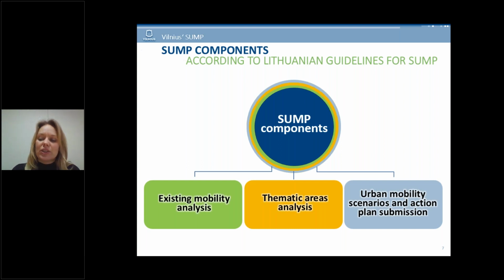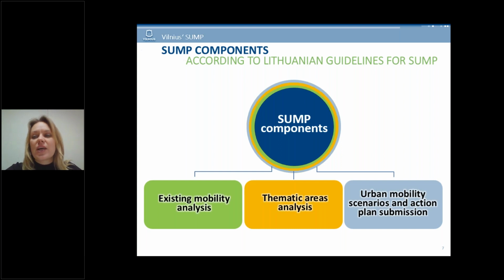I would like to note shortly what our guidelines are about and how we fit into this circle of SUMP planning. Unfortunately, Lithuanian guidelines focus too much on analysis of the existing situation and on the need to look for problems, not so much on creating a vision, goals and targets, and how this vision must be reached.